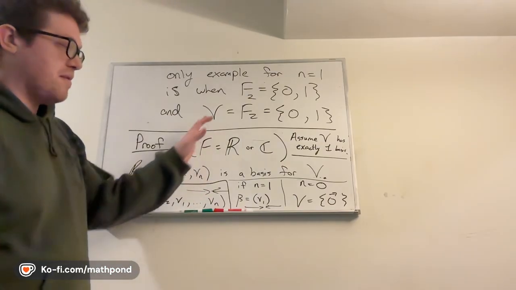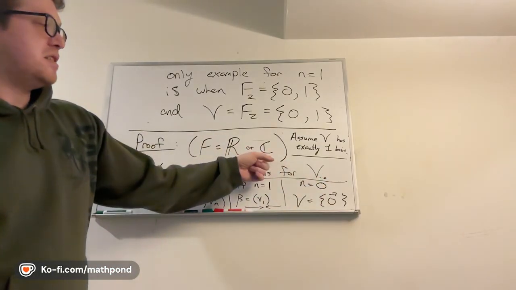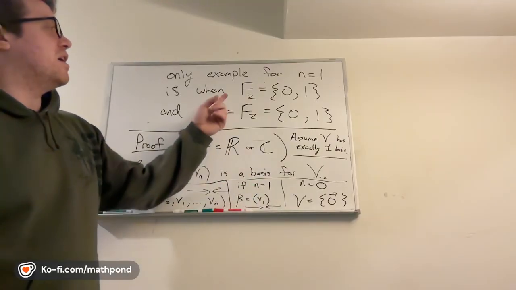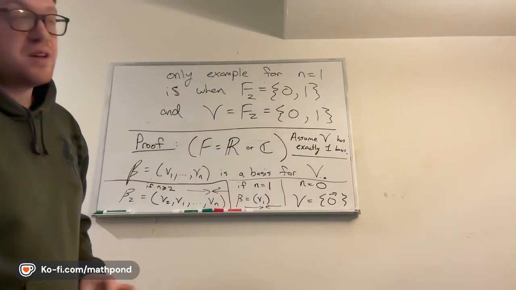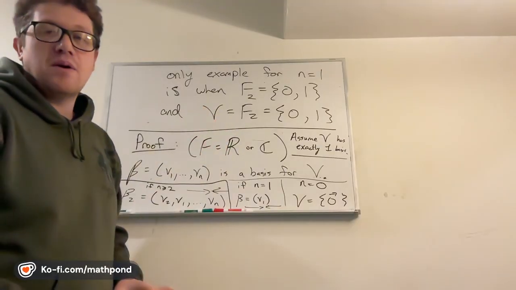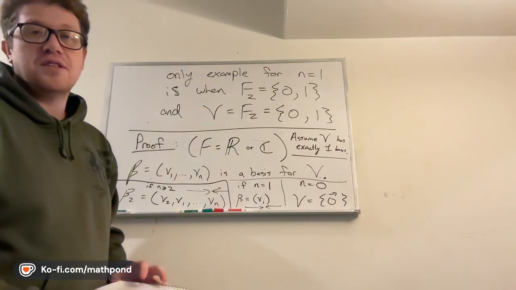Right, so basically everything here works for R and C, except if n is equal to 1 and your field is F2, then the argument doesn't work anymore, because you only have one other element to multiply with, and that means there's only one other basis.